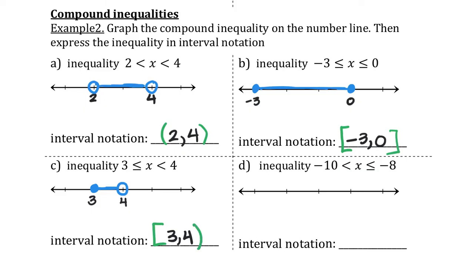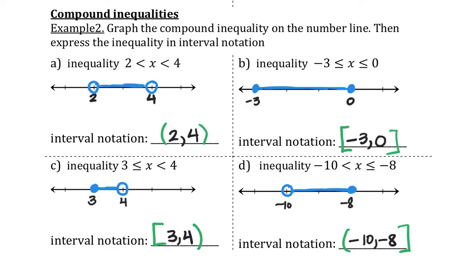Okay, let's look at D. D, -10, less than x, less than or equal to -8. So -10, -9, maybe -8. Just a sketch. -10 is less than x, so it's going to be an open circle at -10. X is less than or equal to -8, so I'm going to do a closed circle at -8. It is shaded from -10 to -8. So for my interval notation, I shaded from -10 to -8. At -10, there is an open circle. At -8, there is a closed circle.